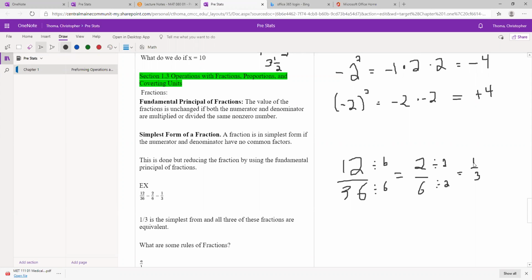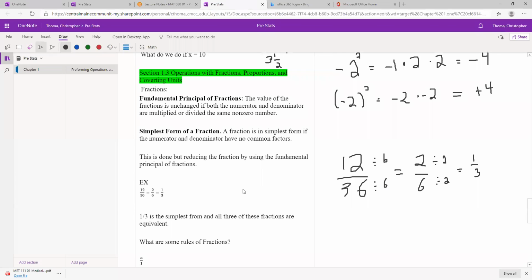Some of you might have looked at this and said, well, for 12 over 36, I could have just divided both by 12 and been done in one step. You're exactly correct. If you know your factors well, then you can simplify fractions quicker. If not, start with the ones you do know. I know that 2 can go into any even number, so maybe I start by dividing by 2.